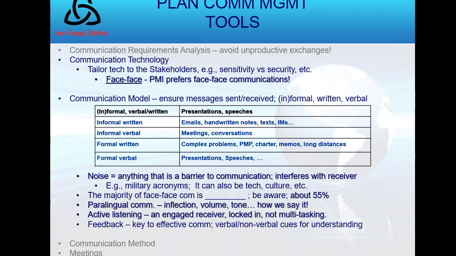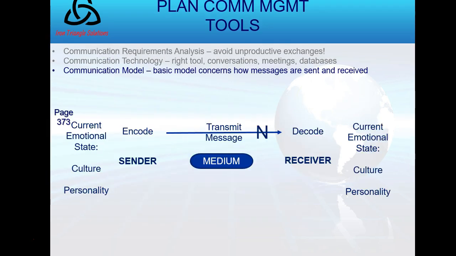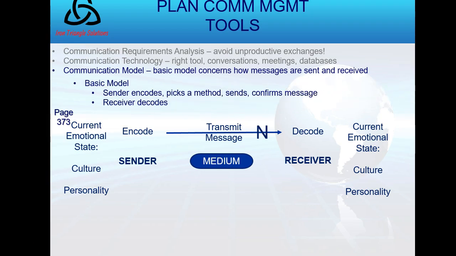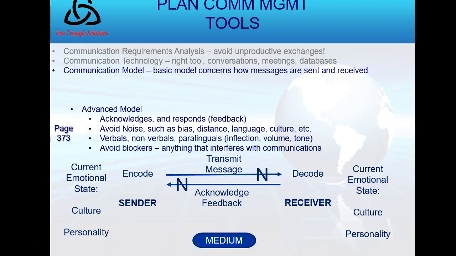Of course, you'll always want to do active listening and provide feedback to the stakeholders. So, continuing with the COM model, there's the basic: I have a sender, I'm going to encode a message, transmit it, and the receiver will decode it across some medium. And I want to consider culture and personality when I'm doing that. But it can also get more complex than this.